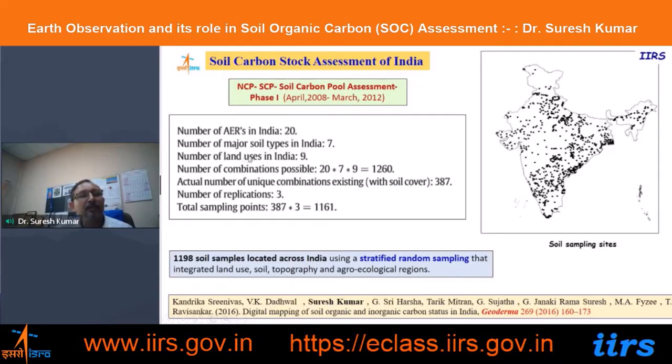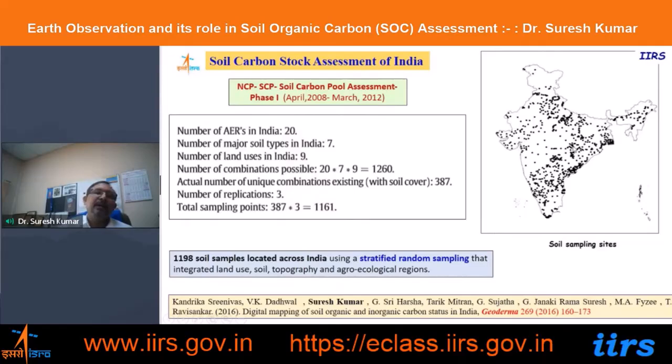We have taken the major soil types of India. We have taken the major land use, nine types of land use and land cover in India. We did these combinations, and we found 1260 combinations were there. So it means you need 1200. The actual number of unique combinations existing was 387, and we took three replications. On the basis of that, 1161 soil samples were used, and based on that we estimated the soil carbon stock of the country.